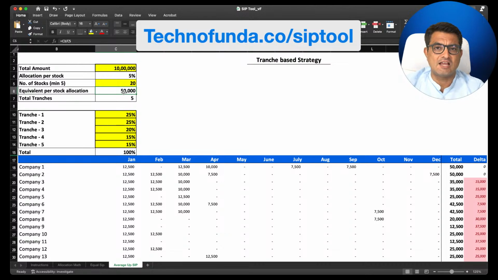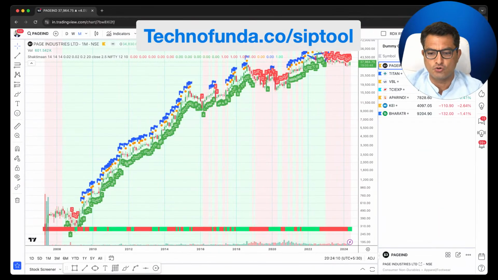Now this 50,000, I'm not constraining by 5 months or 2 months or 3 months. Why? Because I want to pyramid and I want to only average up when it moves up. So let me show you an example.